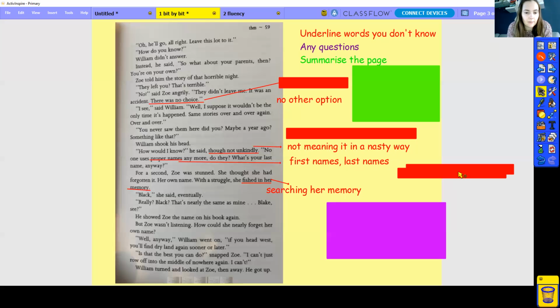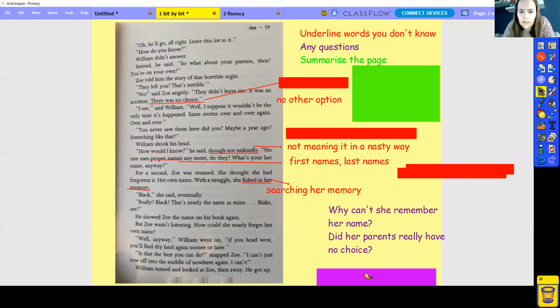"Well, anyway," William went on, "if you head west, you'll find dry land again sooner or later." "Is that the best you can do?" snapped Zoe. "I can't just row off into the middle of nowhere again. I can't." William turned and looked at Zoe, then away. He got up. So we've gone through the little bits that I wasn't sure of.